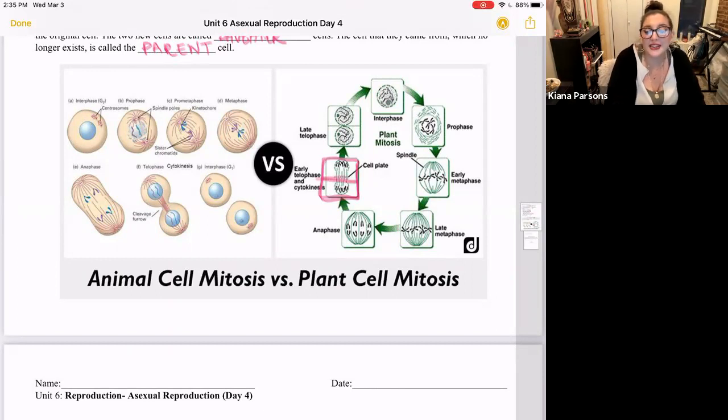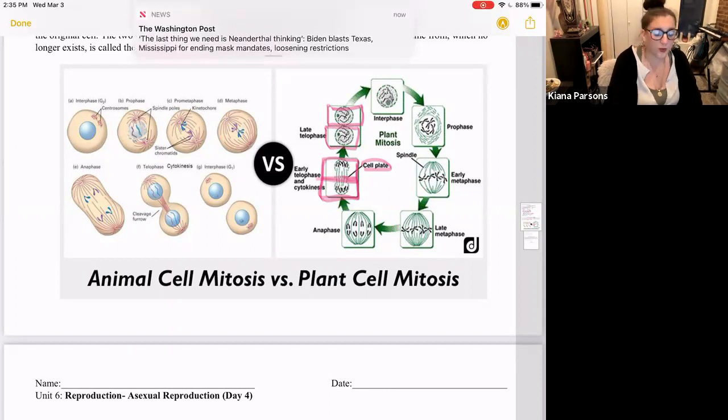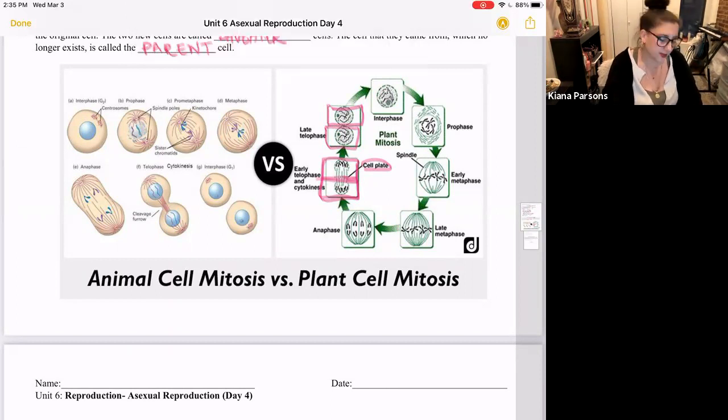So this is the primary difference between animal cell and plant cell mitosis: the formation of this cell plate, which is really just the new part of the cell wall that will form in these two cells, sealing off where no cell wall existed to create a new boundary between the nascent, or brand new, plant cells.